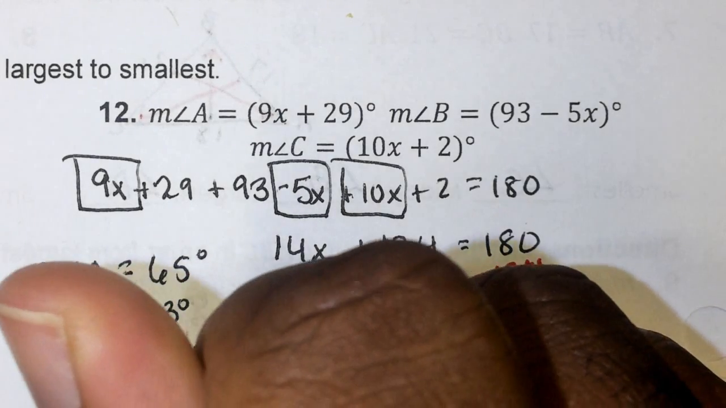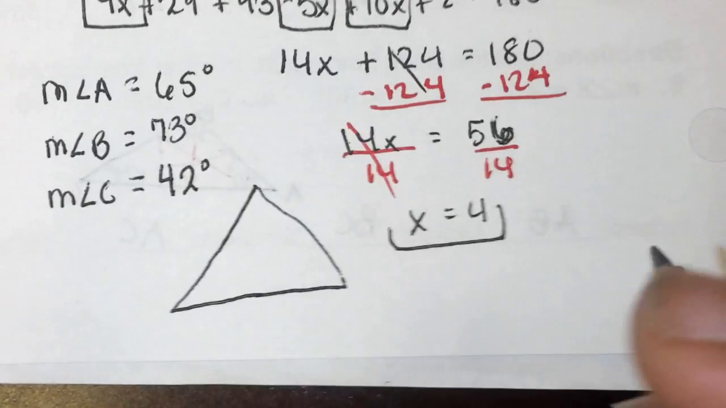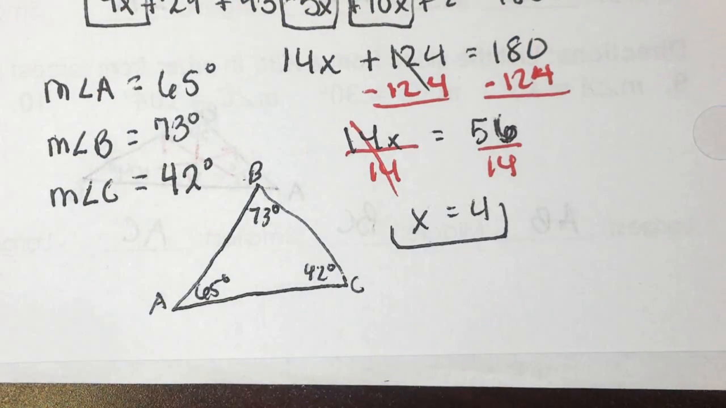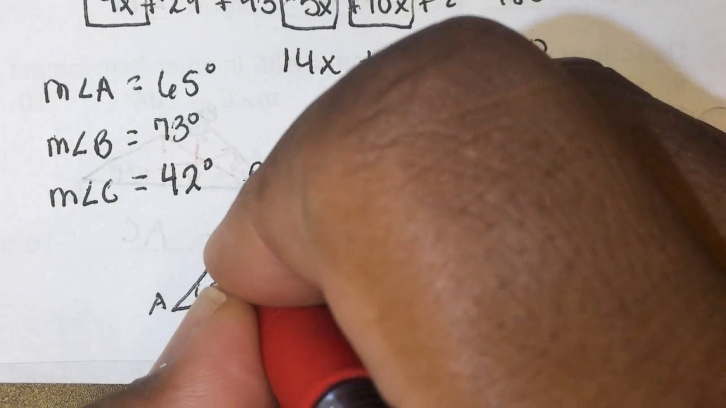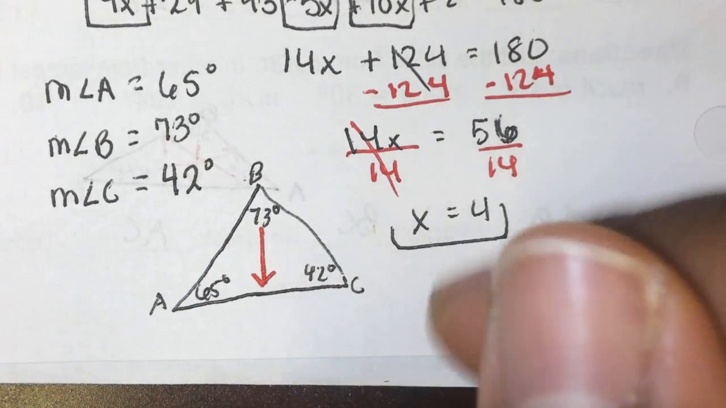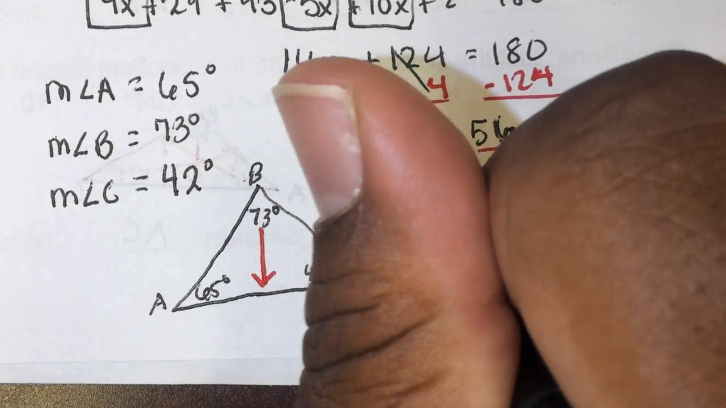I'm drawing my triangle. A, B, C. Angle A is 65 degrees. Angle B is 73. Angle C is 42. And then just draw your arrows so you can figure out which sides are which. They said largest to smallest. Largest angle was 73 degrees, so the largest side would be AC.